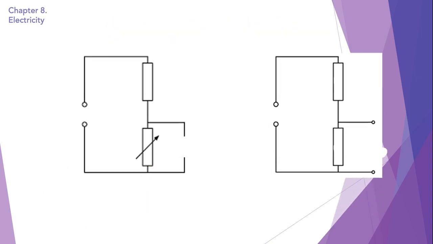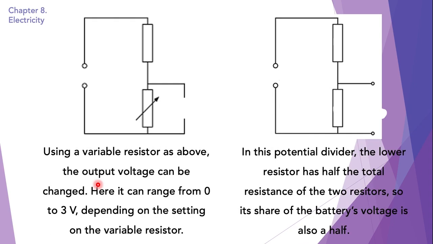So here we have the circuits A and B which show this principle. So this is the circuit A and this is the circuit B. In circuit B, you can see we have a variable resistor like this, and there is a small resistor here, a simple resistor. Here we have the battery. So using a variable resistor, the output voltage can be changed. This is the output voltage. Here it can range from 0 to 3 volts depending on the settings on the variable resistor.